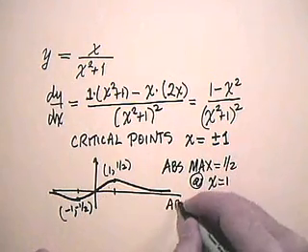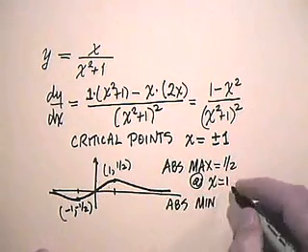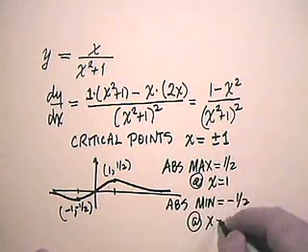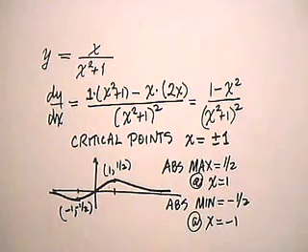The absolute minimum is negative a half at x equal negative 1.